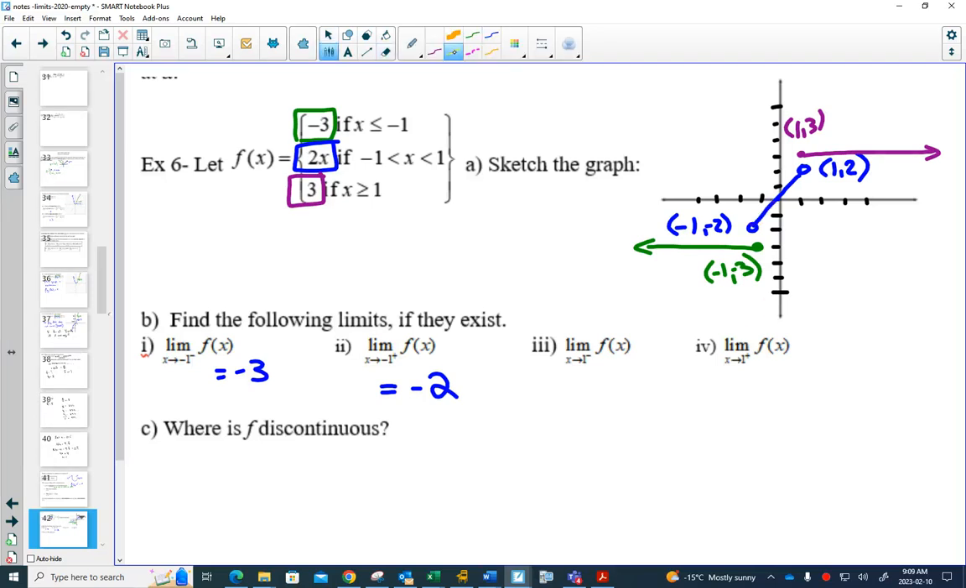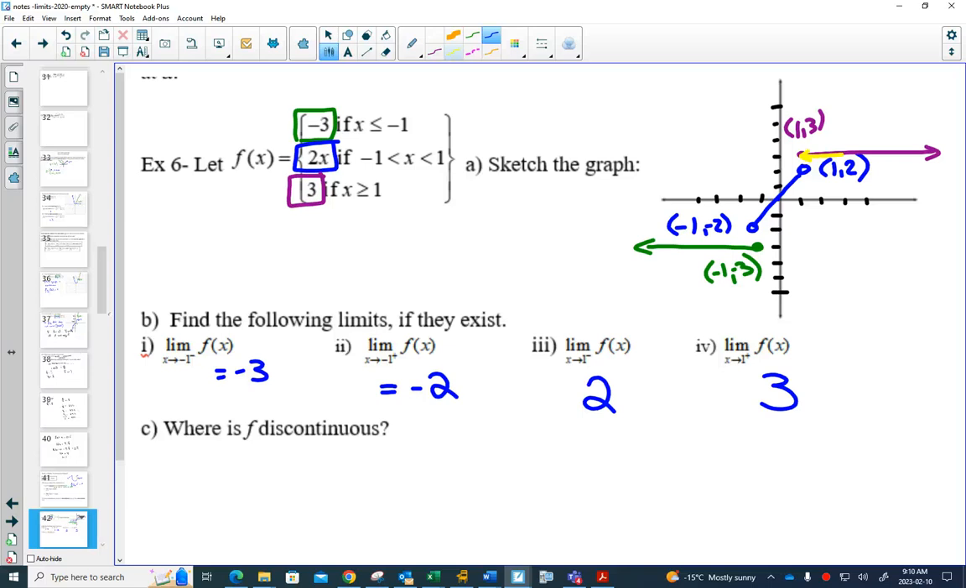If we go to +1 from the left-hand side, that would be this arrow heading in that direction. That would equal 2. And finally, if we were going to 1 from the right-hand side, that would equal 3. And so each of these, they each exist because we're just coming from one side, okay?